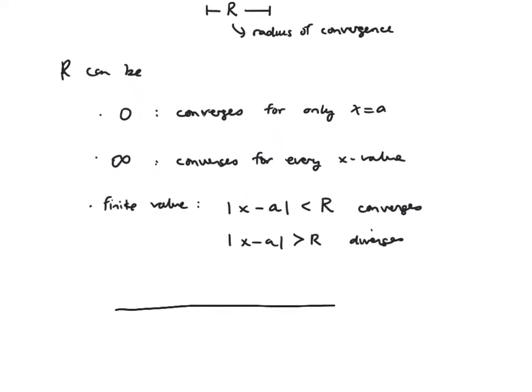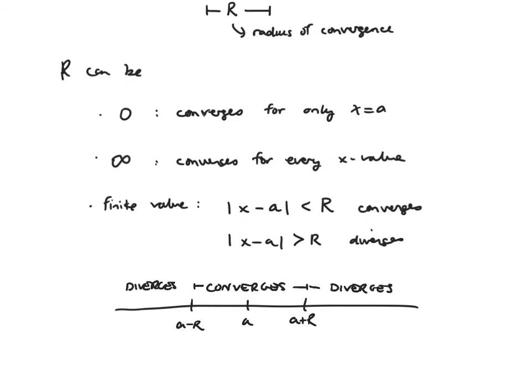Or in this number line notation, we have an a that definitely converges there. If we have some finite value of r, then all through here, the series converges from a minus r to a plus r, and then outside of that, on both sides, the series diverges. And this is the x number line here. Now, for a given question, how do we find r, whether that might be 0, infinity, or some finite value?